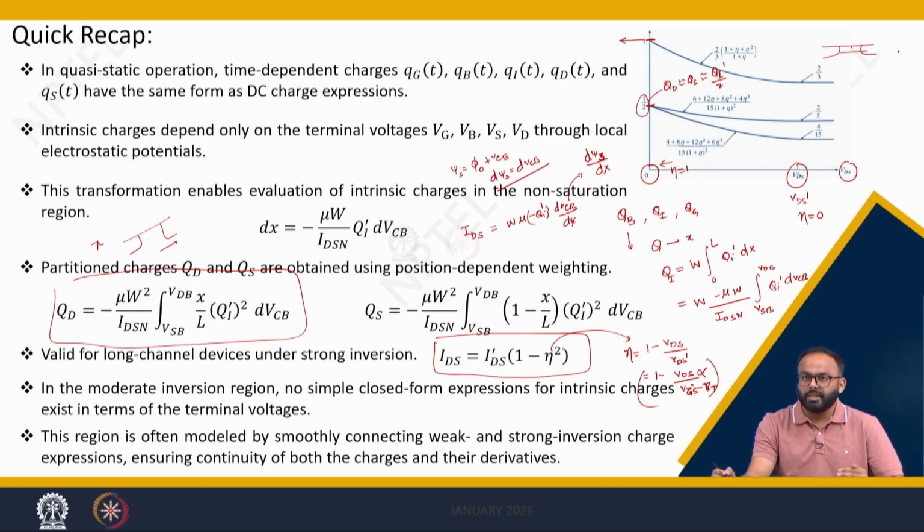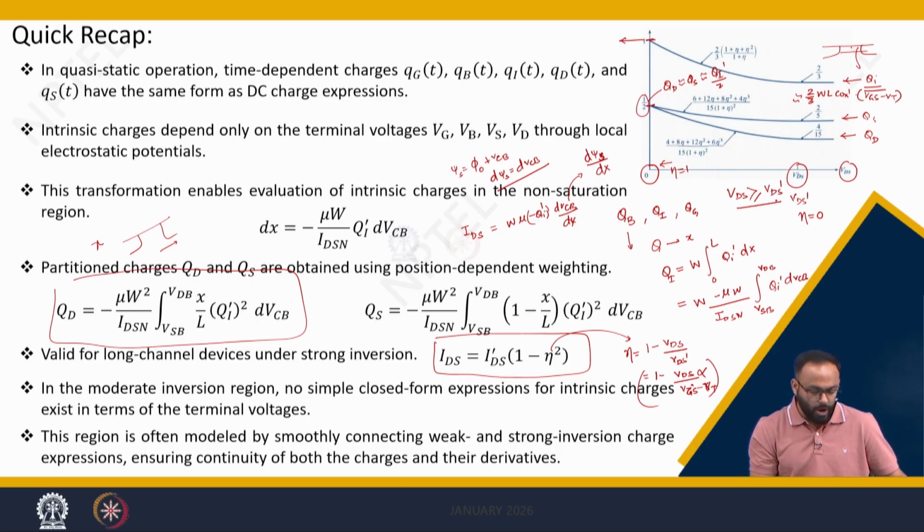However, when you increase VDS, ultimately the charges at the drain side will reduce. That is, your QD graph will reduce and QS will be higher, so that they compensate the rate of change of charge in the channel to give you the final QI in terms of the available voltage, which is nothing but 2 by 3 into W into L into COX into VGS minus VT in strong inversion, when your VDS is greater than or equal to VDS dash.